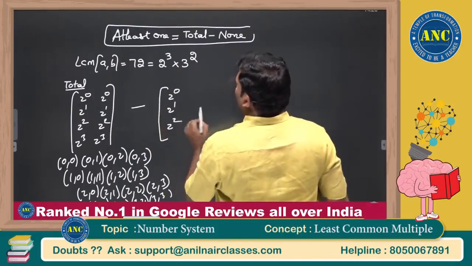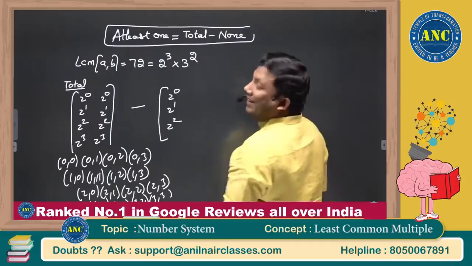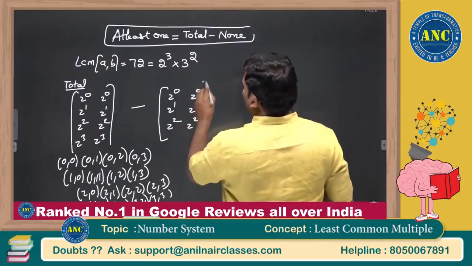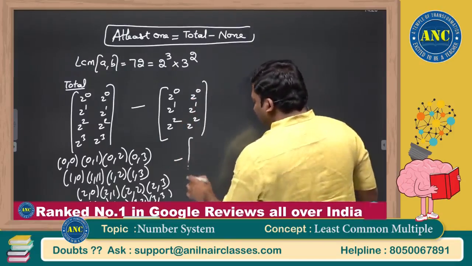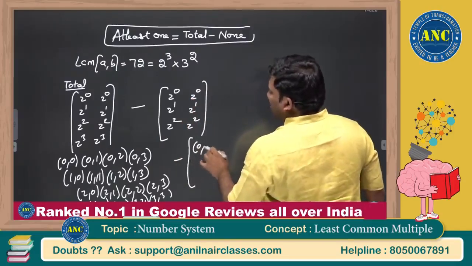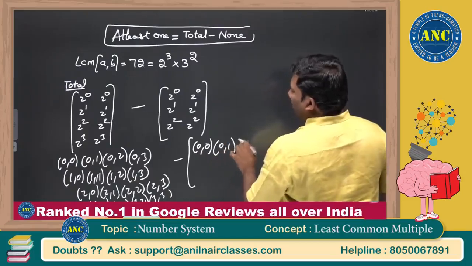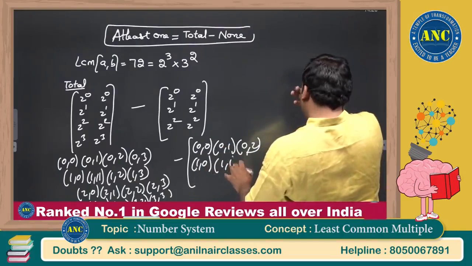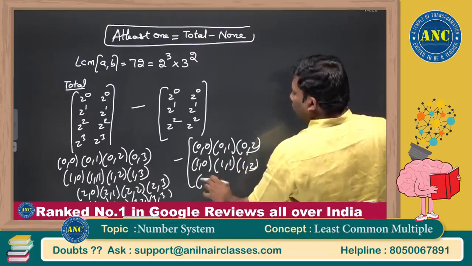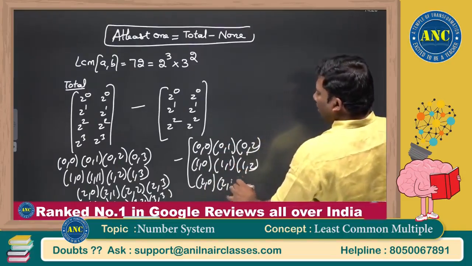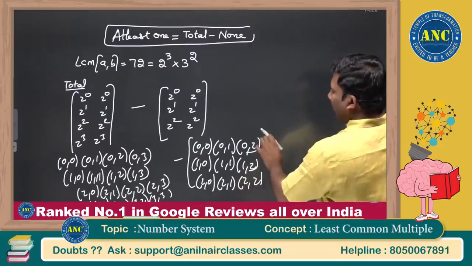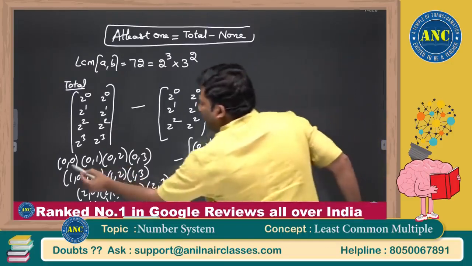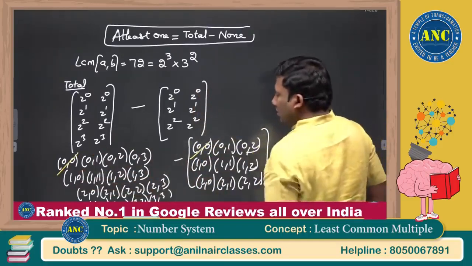2 power 0, 2 power 1, 2 power 2. A can take 3 cases. Similarly, B can take 2 power 0, 2 power 1, 2 power 2. Minus, what are all the cases? 0,0; 0,1; 0,2; 1,0; 1,1; 1,2; 2,0; 2,1; 2,2. See here, beautifully you will understand which cases are eliminated. If you see 0,0, this case is out.